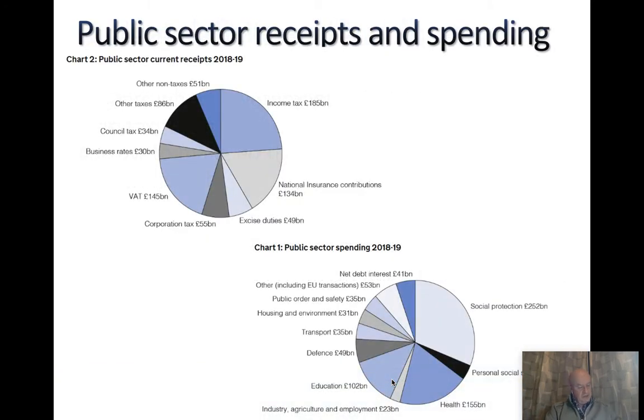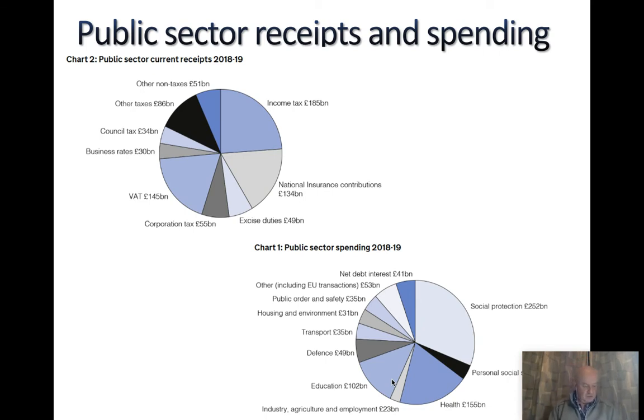Now, again, on page 10, you've got two examples, two pie charts, one which is based on public sector current receipts. That's clearly, in this case, for 2018, 2019, the amount of money that has been gathered by the government via various different forms of taxation. But then you've also got public sector spending, 2018, 2019.